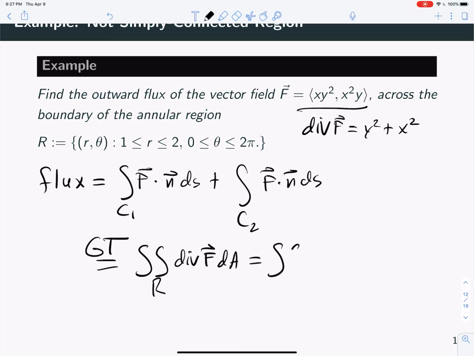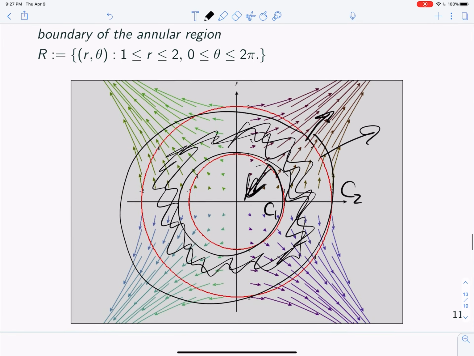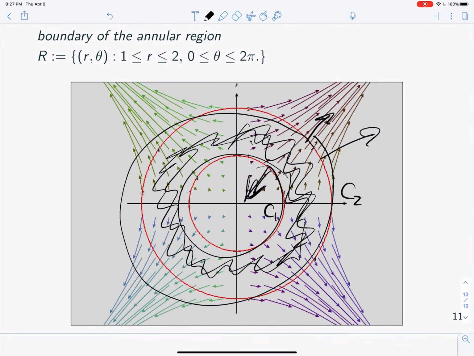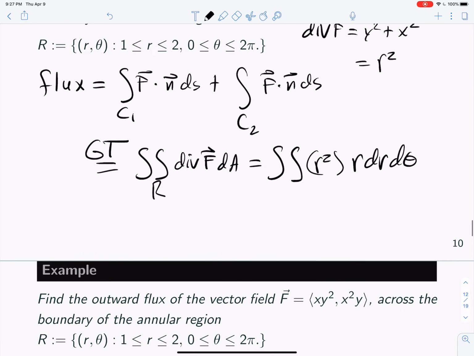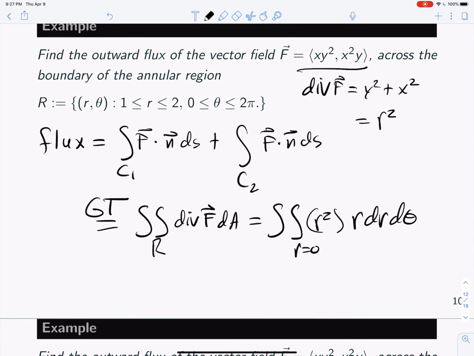And I think you might notice that x squared plus y squared in polar coordinates is r squared. So I'm going to switch to polar coordinates right here. I'm going to say the divergence is r squared, r dr d theta would be polar coordinates. And what is this region in polar coordinates? Well, it's a circle of radius 1 to 2, so the r is going to go from 1 to 2, and the theta is going to go from 0 to 2 pi. So that's just a really nice r from 1 to 2, and theta from 0 to 2 pi.